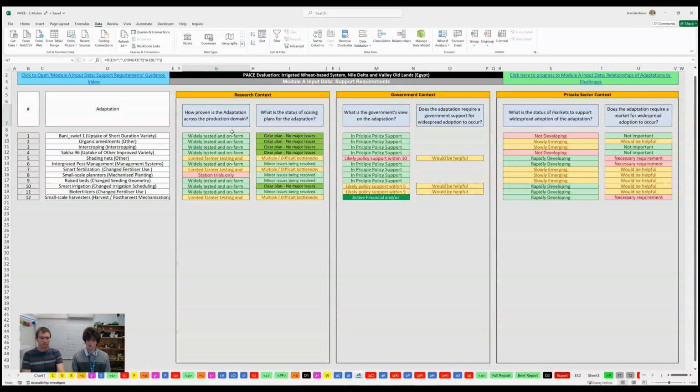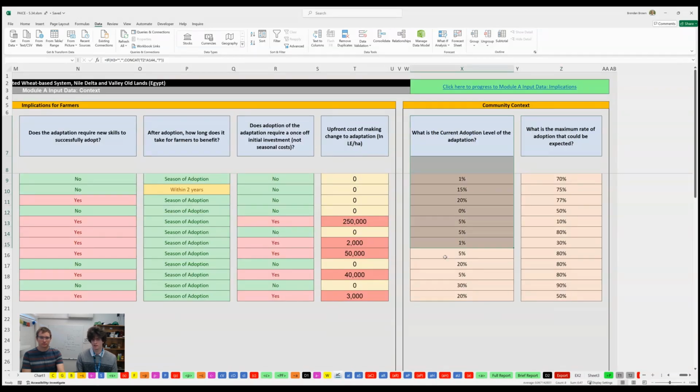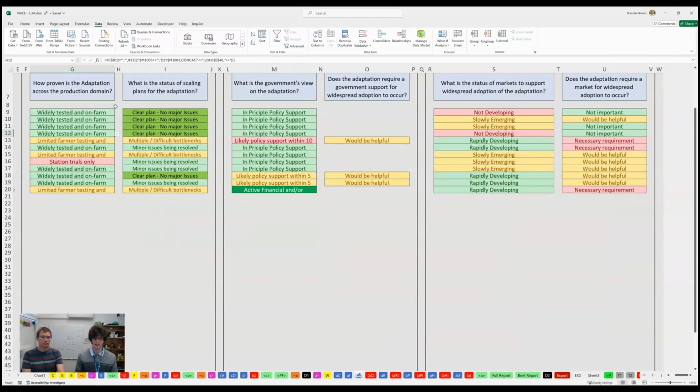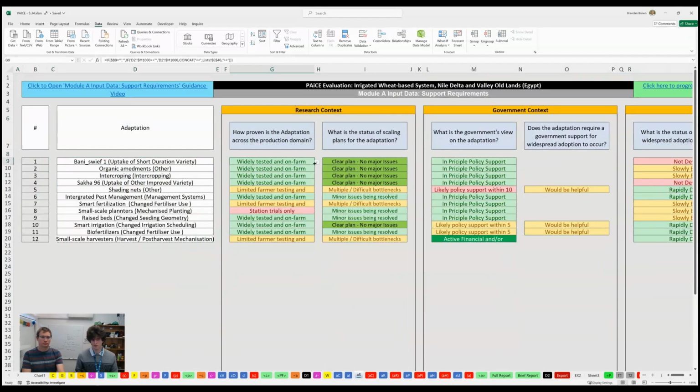All right, so now we're looking at Module AS. So that starts off with how proven is the adaptation across the production domain. So this relates directly back to Module AC, to the percentages of the levels of current adoption. So if you have low levels of current adoption, it is unlikely that your adaptation will have been widely tested on farms. Alternatively, if you have a large amount of current adoption, it's likely that it will have already been tested on farms. So just make sure that there's some consistency between those two data points.